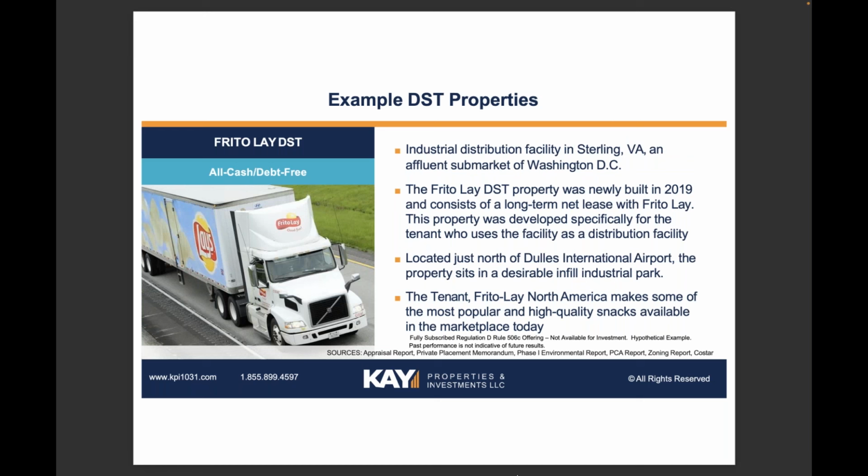Next, we have a FritoLay DST. This one was an industrial distribution facility in Sterling, Virginia, which is right next to Dulles International Airport, just a short drive to the property from Dulles, which is an affluent submarket of Washington, D.C.